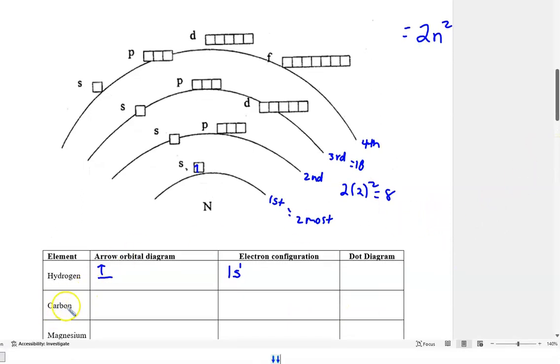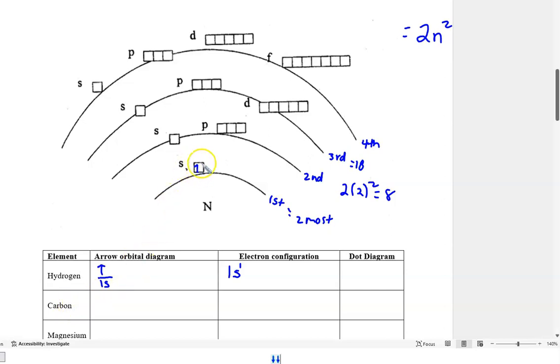So if you look on your periodic table, carbon, and I'm going to go ahead and just write 1s here, just to identify where that orbital is. 1s, there's just one arrow diagram. So here for carbon, carbon's number 6 on our periodic table, 6 protons. So if it's neutral, that means it has 6 electrons as well. So where do you think those electrons are?